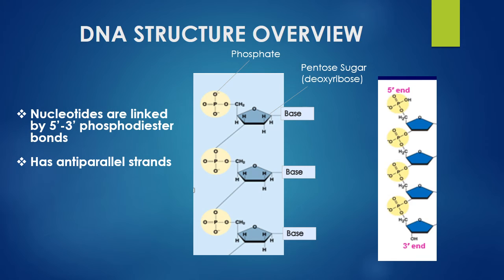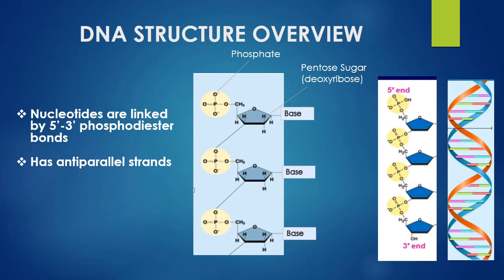So the upper part, which is composed of the phosphate, is called the 5' end, while the lower part, which is usually the pentose sugar, is called the 3' end. And of course, DNA contains antiparallel strands. So what we mean by antiparallel strands is that one strand runs from the 5' to 3' end, while the other strand runs from the 3' to 5' end.